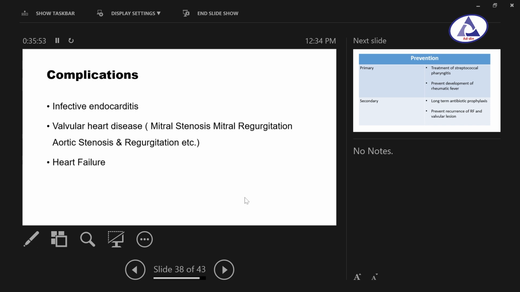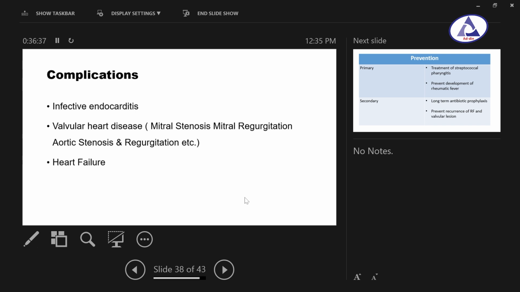Acute rheumatic fever, I already said, the joint is not deformed. It causes spontaneous resolution, but it damages the heart. How? It may have infective endocarditis as a complication if not treated early. Valvular heart disease: mitral stenosis, mitral regurgitation, aortic stenosis, aortic regurgitation, and other valves, then tricuspid regurgitation, tricuspid stenosis, pulmonary regurgitation, and heart failure are also complications of acute rheumatic fever if not treated early.